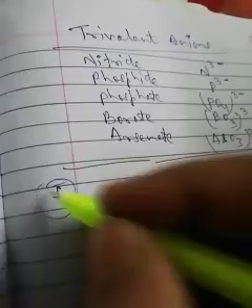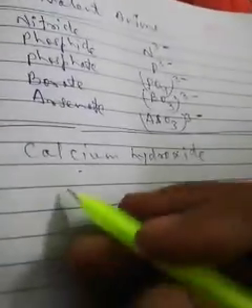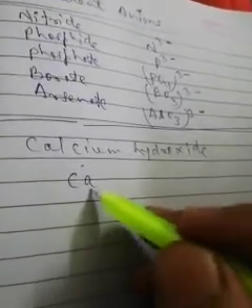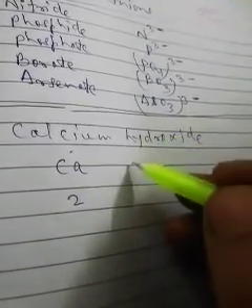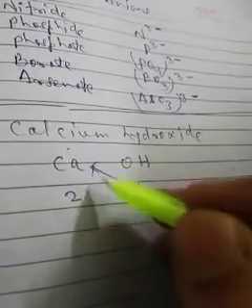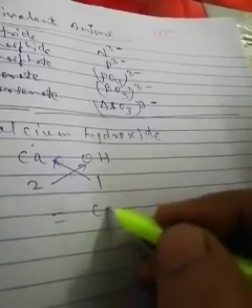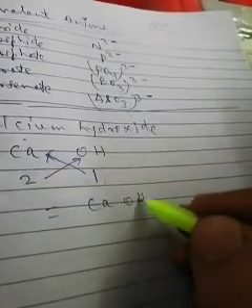Okay, let us now write chemical formulas of some of the important compounds, like calcium hydroxide. How to write calcium hydroxide? In calcium hydroxide, calcium symbol is Ca, and valency is 2. In hydroxide, symbol is OH, valency is minus 1. We don't write minus or plus, only valency or charge 1. Now what we do? Arrow. This 2 will come here, and we will write calcium 1, OH 2. So this is the way calcium hydroxide is written.